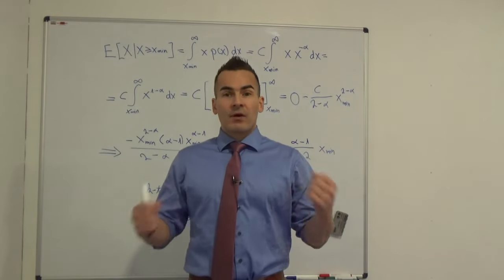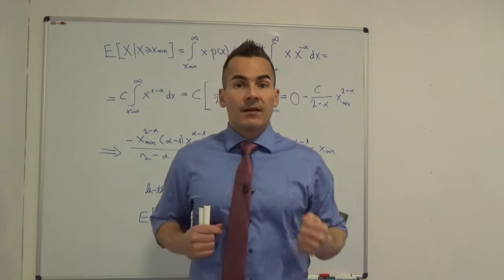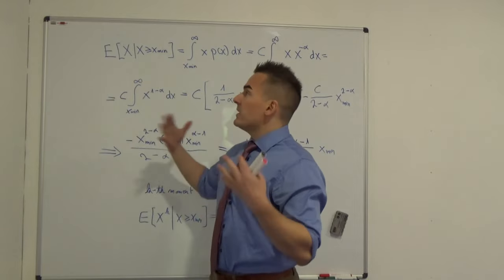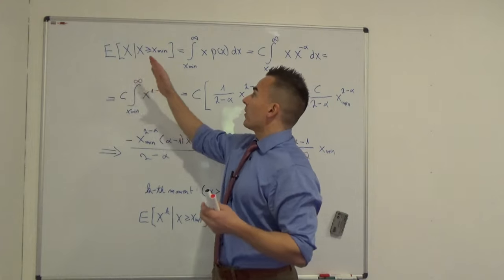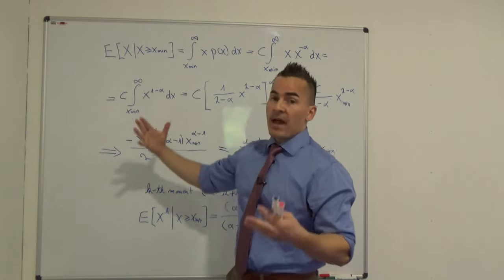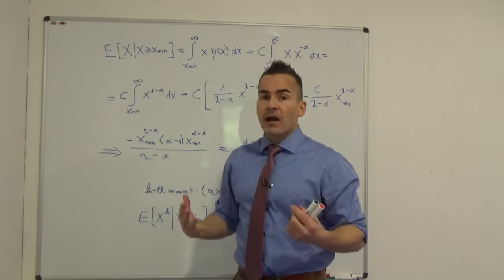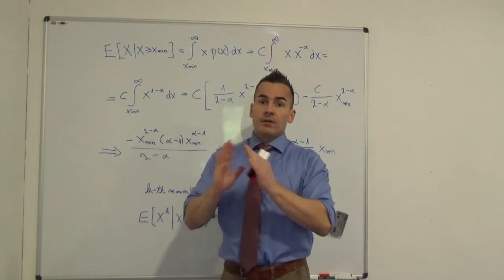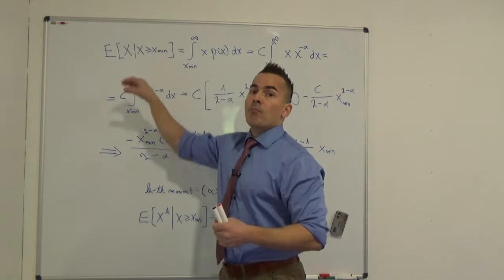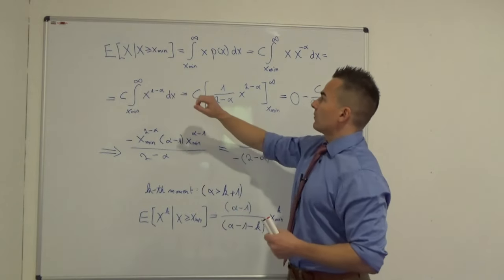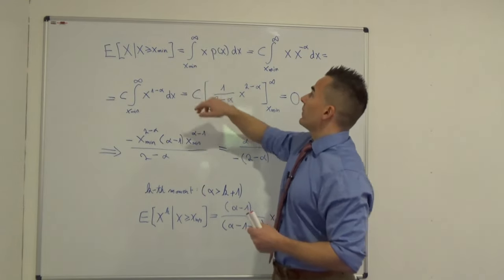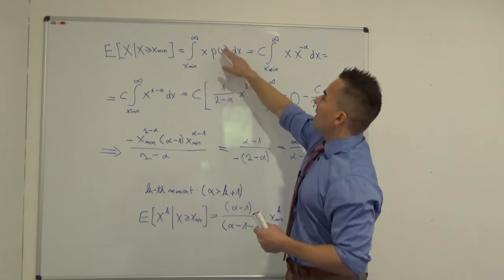The next question that arises is, what is the theoretical mean of a power law? So the theoretical mean is defined as the expectation of x, provided x is larger or equal to the minimum value of x. Because the power law is defined only above a certain threshold for x, it's a conditional moment here. So the conditional first moment is defined as the integral from the minimum value for x to infinity of x times the probability density function times dx.